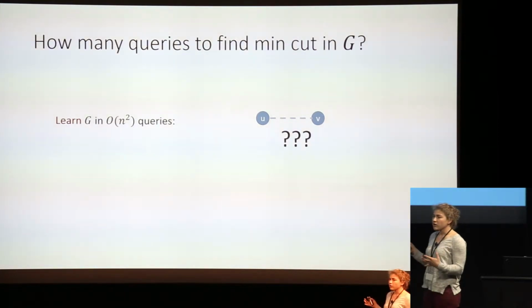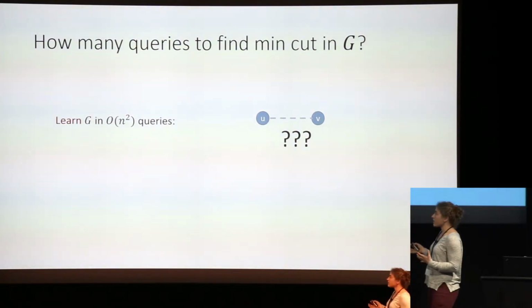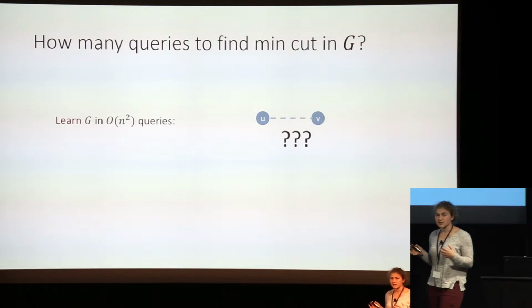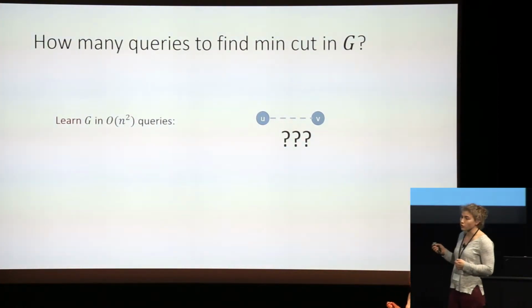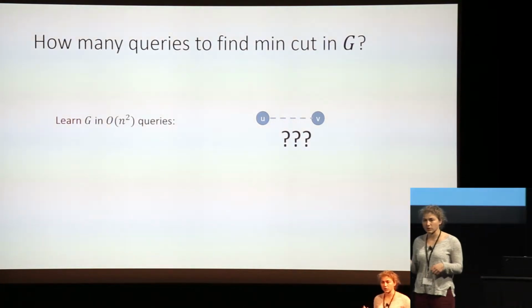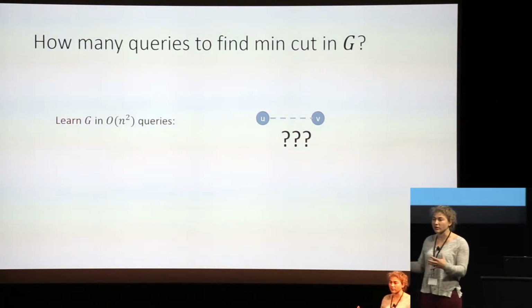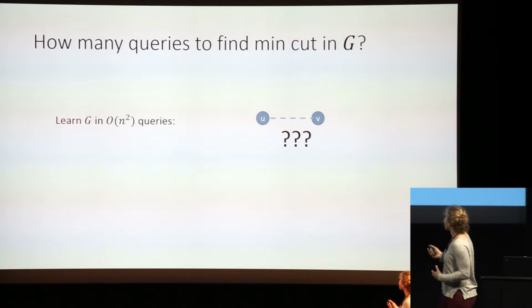Okay, so how many queries do we need to compute the minimum cut? Well, it's not that difficult to see that order n squared queries suffice to learn the whole graph. So you can learn the graph, and then you can just compute the minimum cut in the graph. So how do we do that?